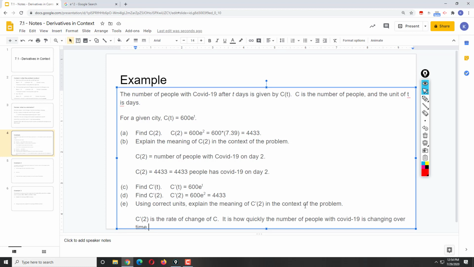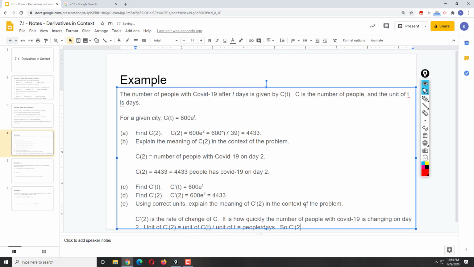So C prime of 2, well, it's over time. It's how quickly the number of people with COVID is changing on day 2, because t is 2. The unit of C prime of 2 is going to be the unit of C of t divided by the unit of t. The unit of C of t is people, the unit of t is days.